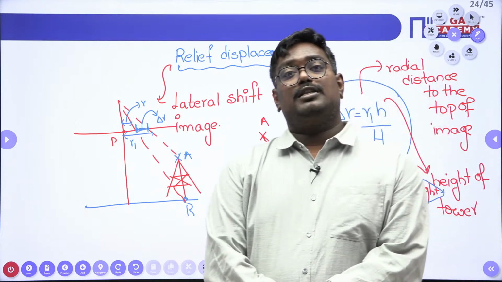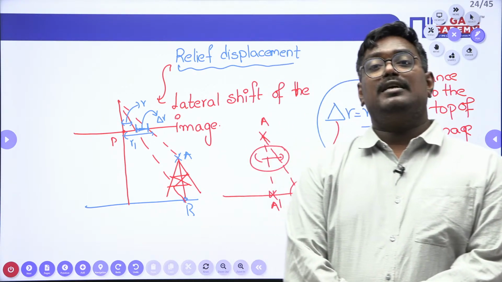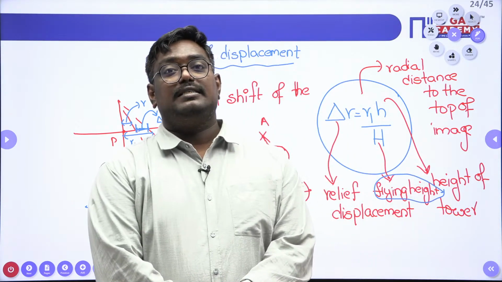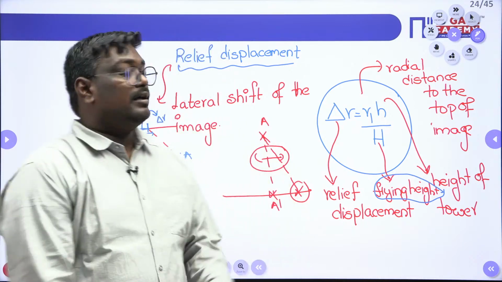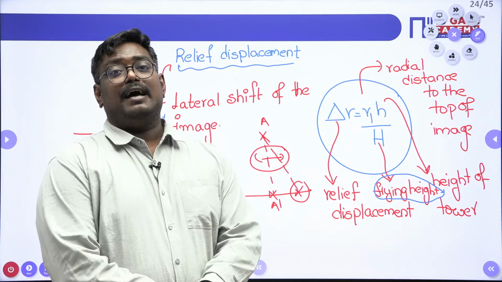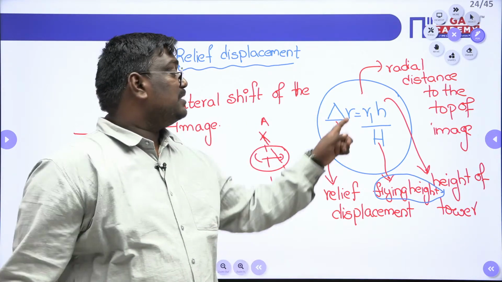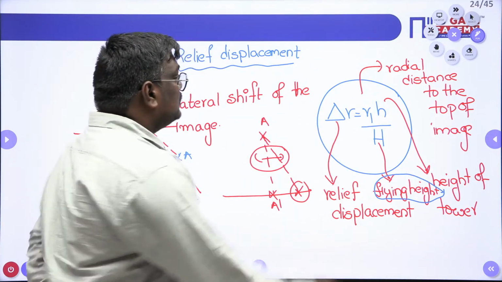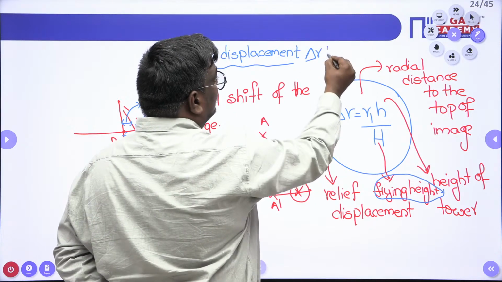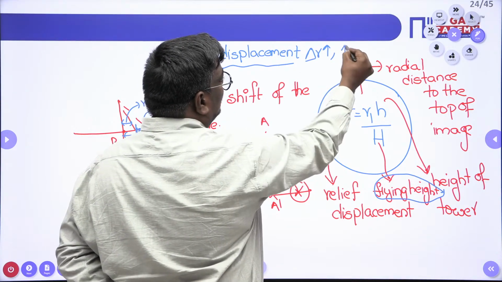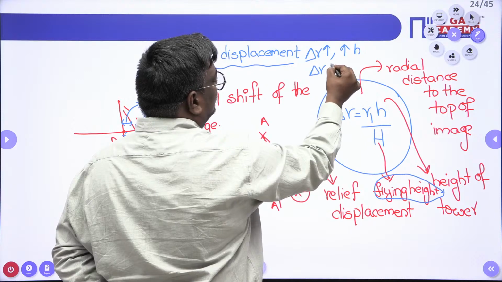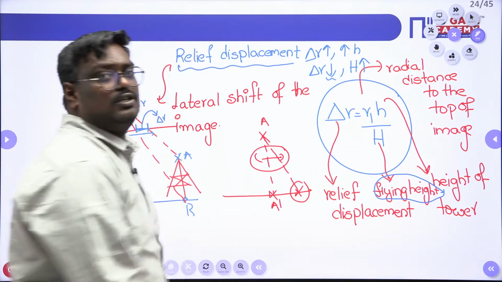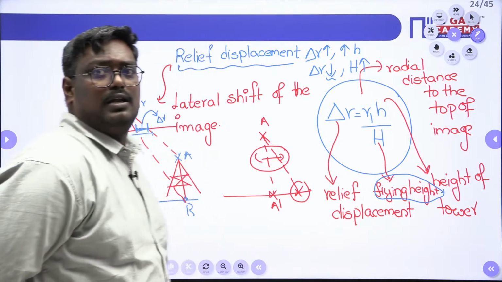And another important thing, delta R is given as R1 h upon capital H, where R1 is the radial distance to the top of the image, small h is the height of the object, and capital H is the flying height. I hope you are clear. And relief displacement increases with increase in height of the object and decreases with increase in flying height. Because these kind of questions can be asked. Relief displacement increases with increase in height of the object. Relief displacement decreases with increase in flying height. Upward arrow is for increase and downward arrow is for decrease. I hope you are clear.